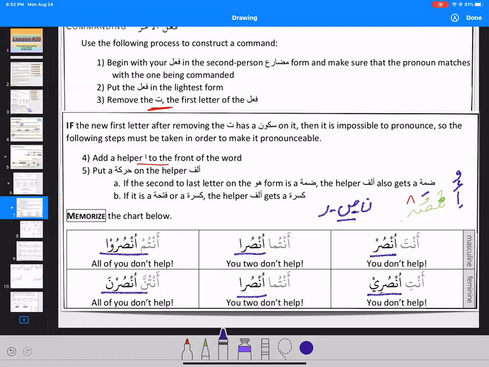And then antuma would be unsura. It was tansurani, right? What do I need to do? I need to drop this noon. I need to drop this ta, and I cannot pronounce because it has sukoon over here. I'm going to bring my helper alif, and sad has u, unsura. This is how it becomes unsura. Unsura, unsuru, then anti would be unsuri, unsura, and antunna is unsurna.